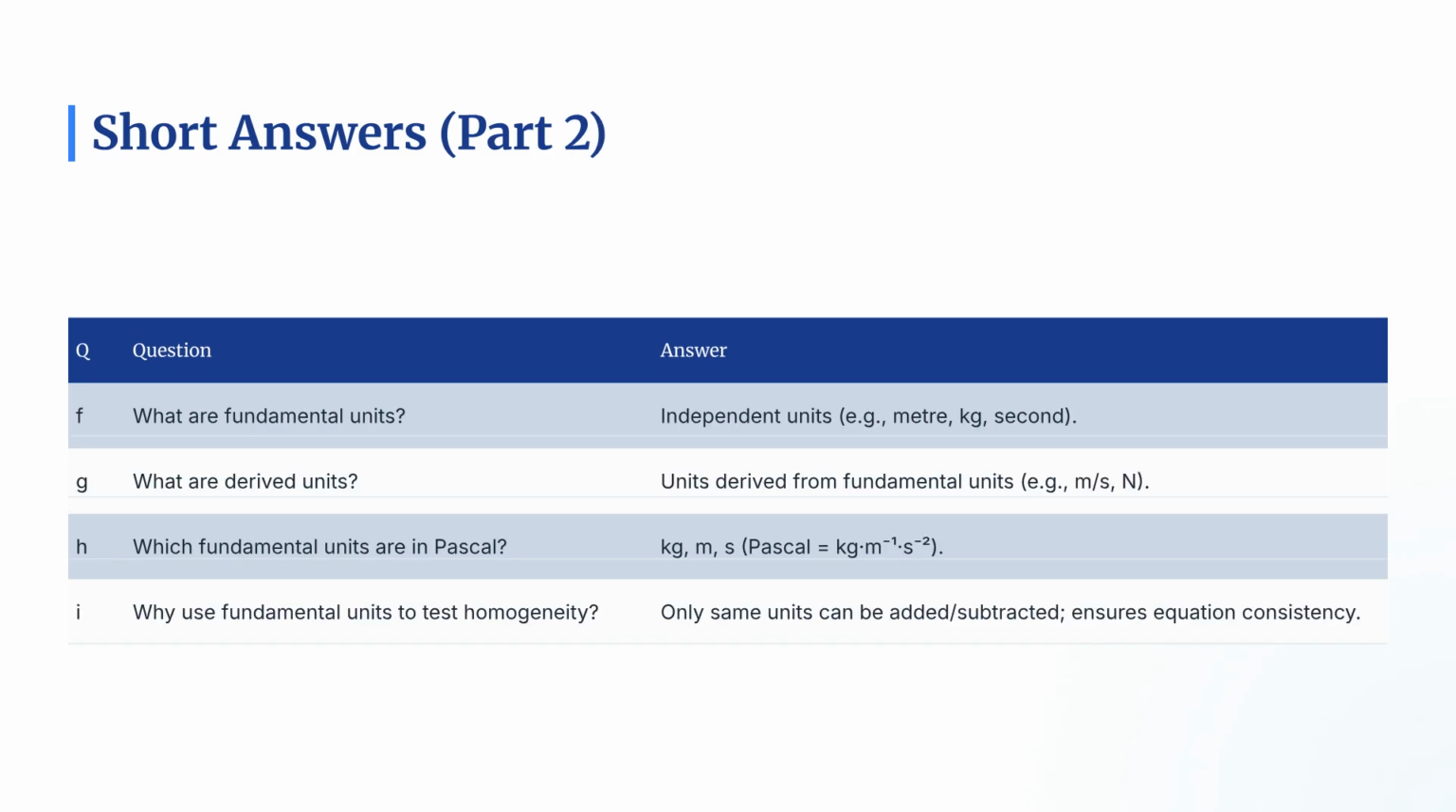In short answers, Part 2, fundamental units are independent units, like the meter and kilogram. Derived units are units derived from fundamental units, such as meter per second and N. The fundamental units in Pascal are kilogram, m, and s. We use fundamental units to test homogeneity because only the same units can be added or subtracted, ensuring equation consistency.